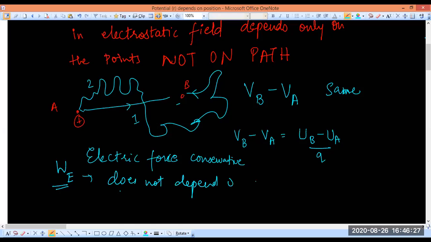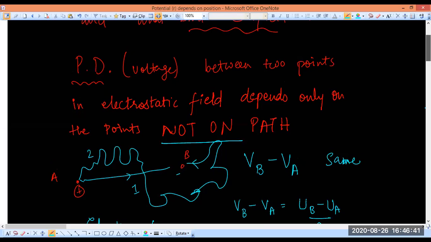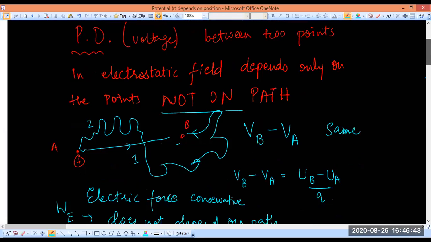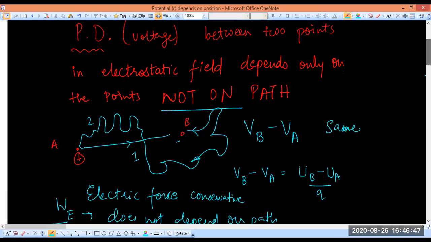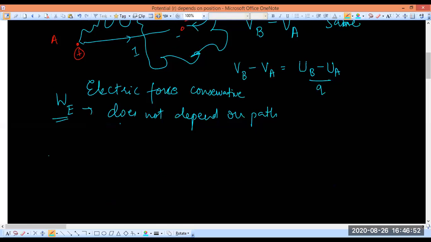So that's why potential difference also does not depend on path. It only depends on starting point and final point. All right, so that's what this is. Potential difference between two points in an electrostatic field depends only on the points, that is initial and final, not on the path.